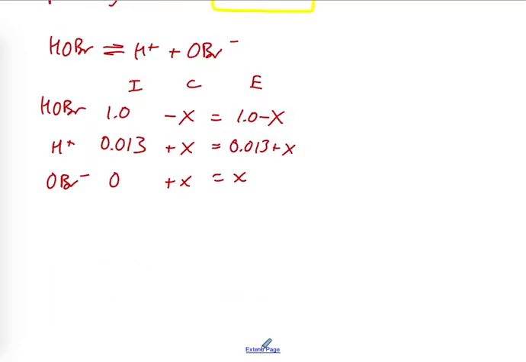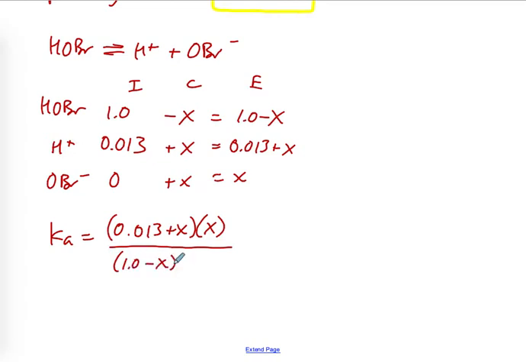x. I'll plug these into the Ka expression. Ka equals the concentration of hydrogen ion times the concentration of hypobromite anion divided by the concentration of hypobromous acid, which is 2.0 times 10 to the negative 9th. When K is this ridiculously small, you don't even need to question the simplifying approximation. It's always going to be valid.